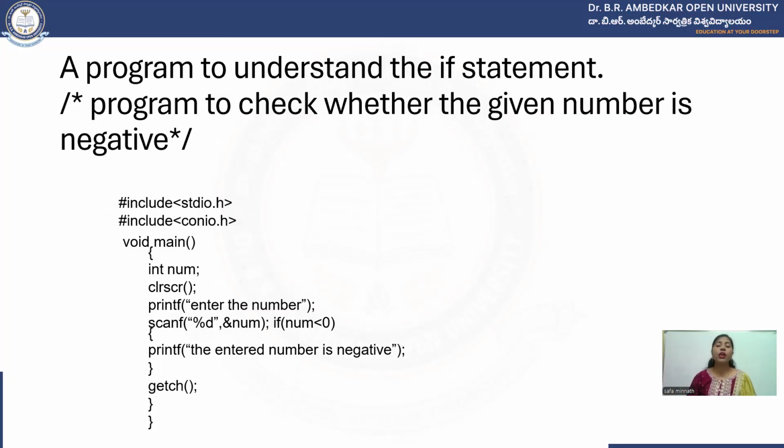If I give, for example, num as plus 5, 5 less than 0 means the condition is false, and a false condition means there is no output. In this program, there is no output. Only if the condition is true do I get the message that the number is negative. If I give wrong input, there is no output. This is about the if condition.